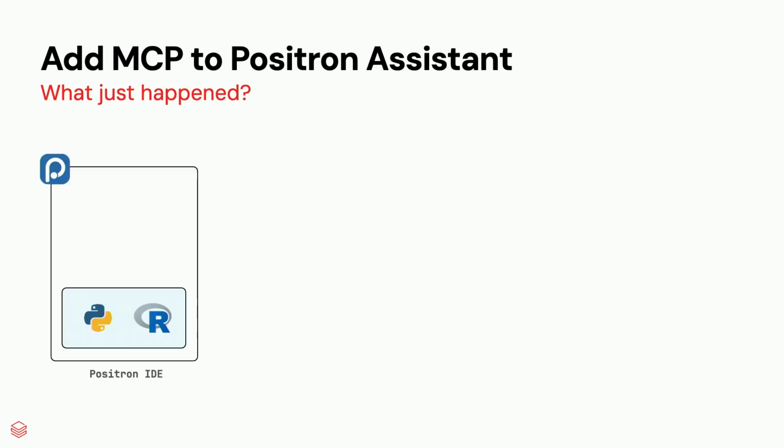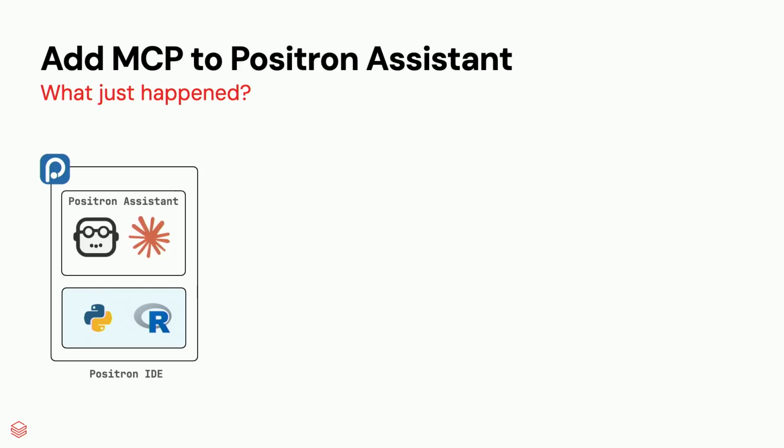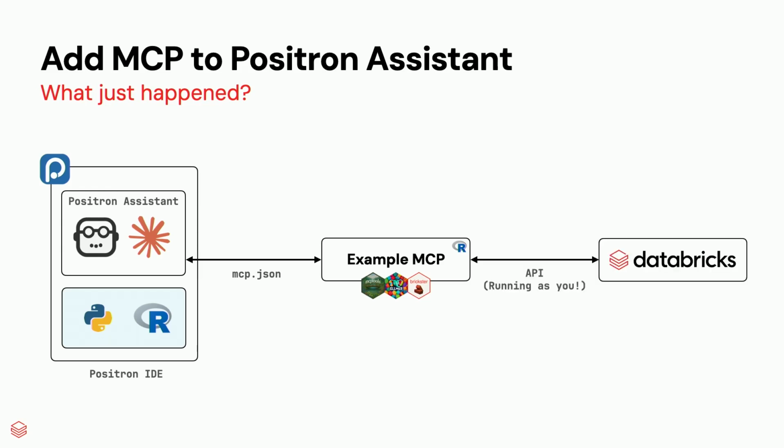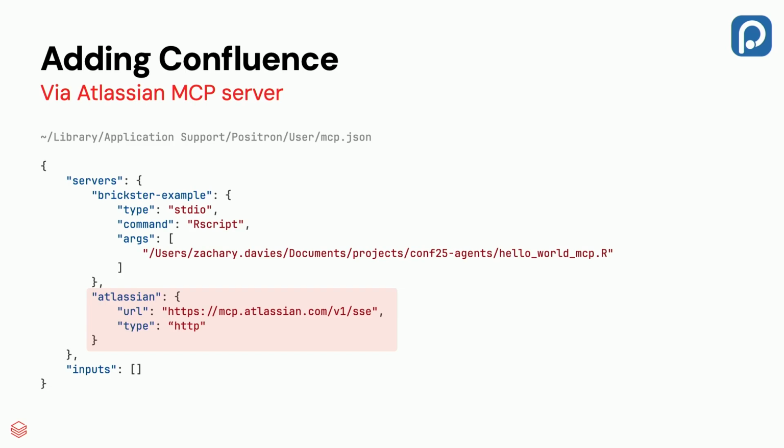So what just happened? Let's go over that and make sure we revise what just happened. So we have the IDE, whatever language we want, using Positron in this case. And we've got the assistant, which is using Anthropic's Claude. And we're going to configure the little example MCP server that we had. That's using brickster, ellmer, and MCP tools, and running in R. And it knows how to talk to Databricks.